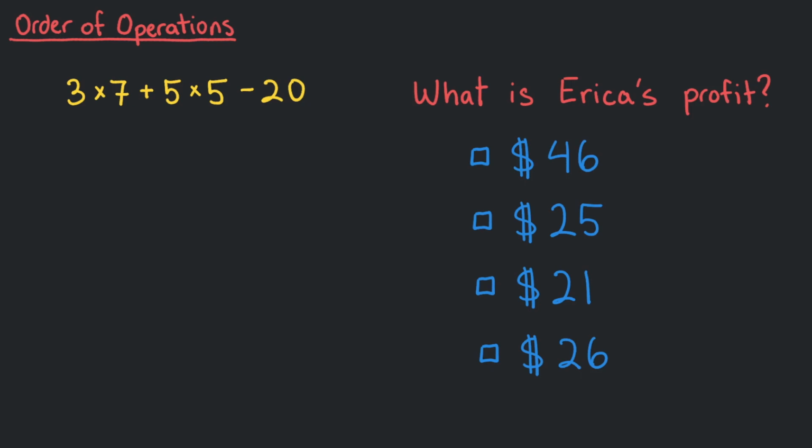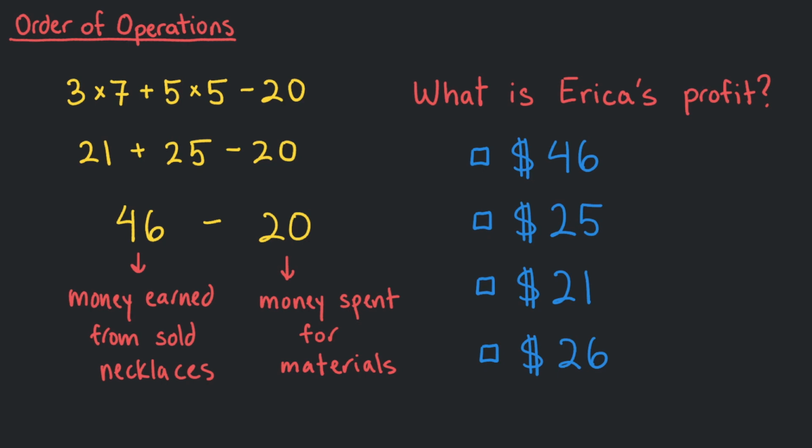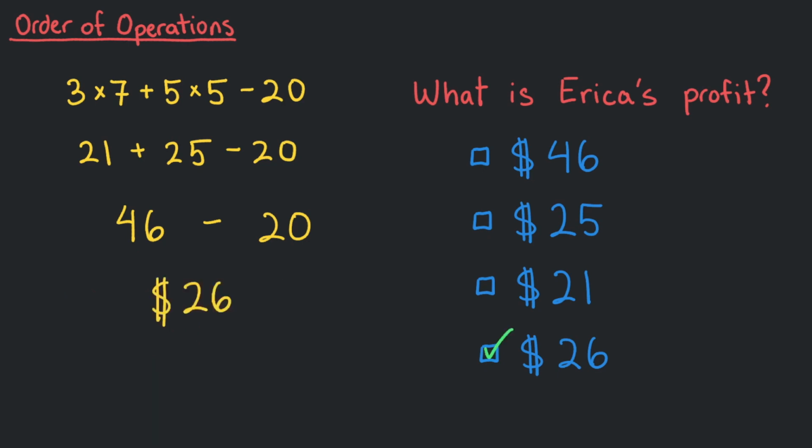There are no parentheses or exponents, so we can just multiply from left to right. 3 times 7 is 21, and 5 times 5 is 25. Lastly, we can add and subtract. 21 plus 25 is 46, which is the total amount of money Erica earned. We can subtract the $20 Erica spent from $46 to get a profit of $26.